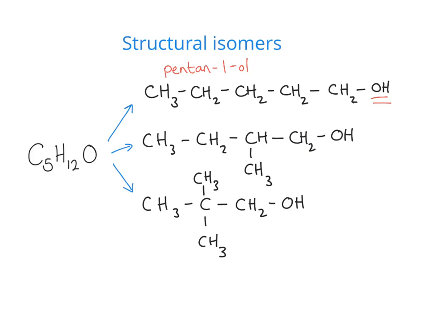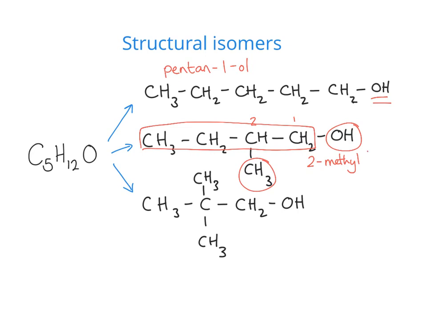And then the next one down, this time we've got 4 carbons in the main chain. The OH is still on the first carbon, and there is a methyl group which is on carbon number 2. So we would call this one 2-methyl, and now because it's 4 carbons in the main chain, it's butan, and it's still 1-ol.